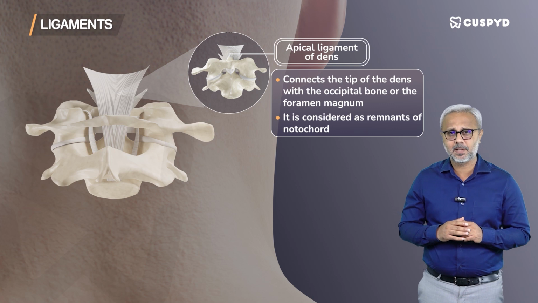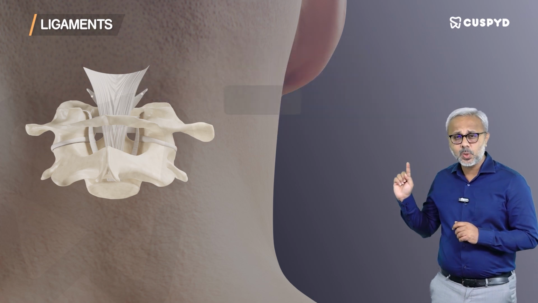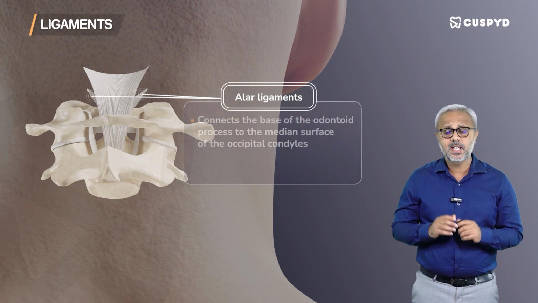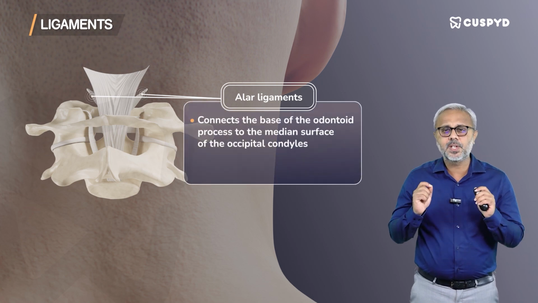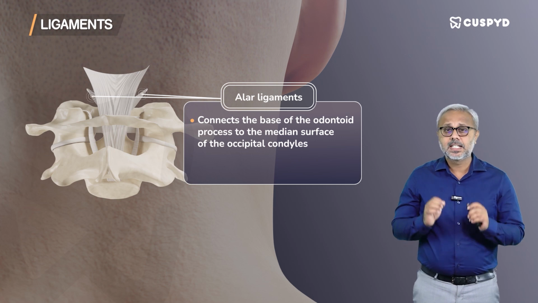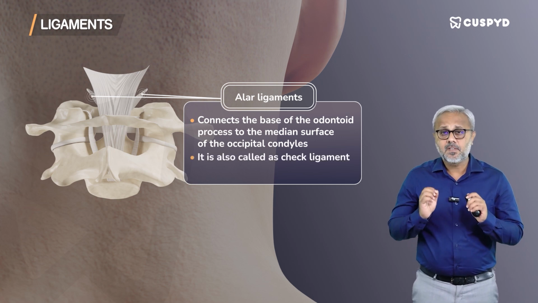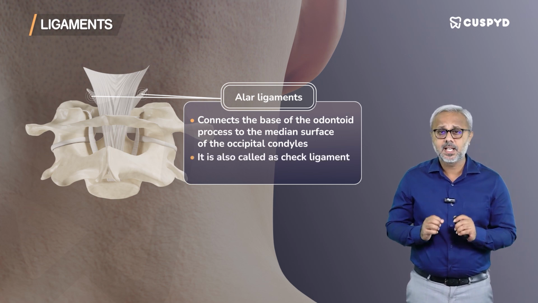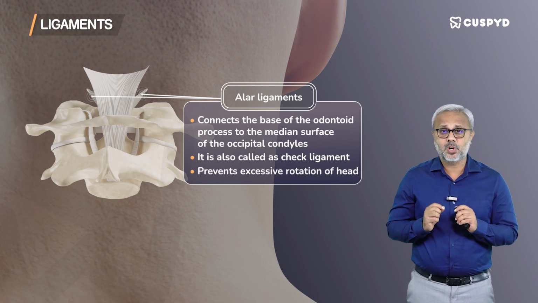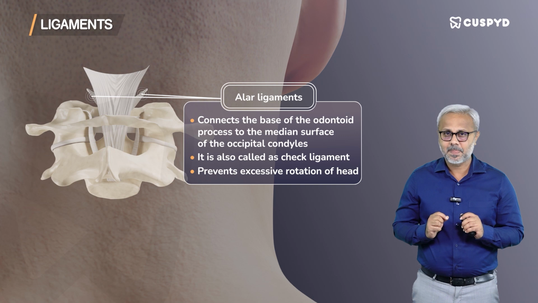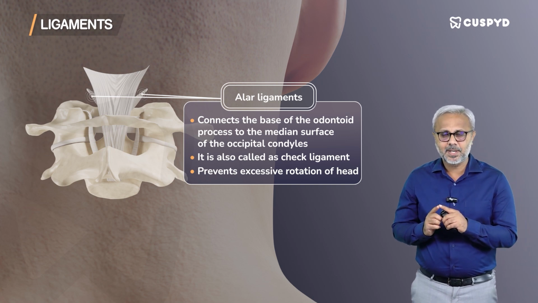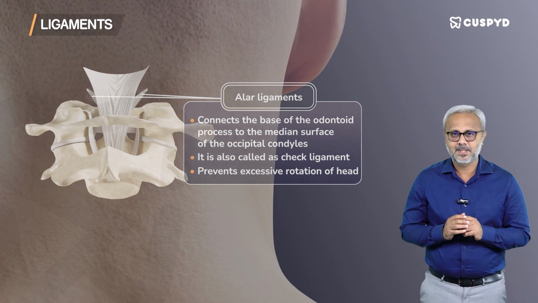Apart from the apical ligament, we have two alar ligaments which connect the base of the odontoid process to the medial surface of the occipital condyles. These ligaments are also called the check ligaments. Why do we call them check ligaments? Because these ligaments prevent excessive rotation of the head or the neck. This is regarding the alar ligaments or the check ligaments.